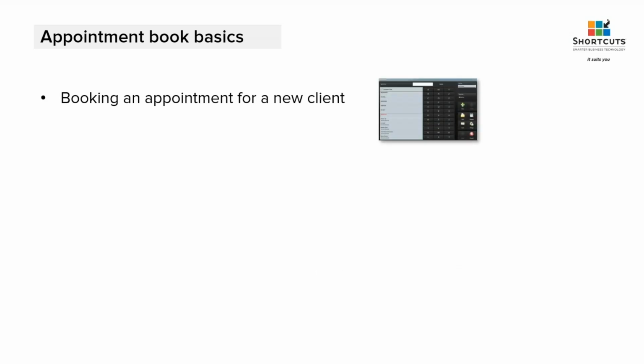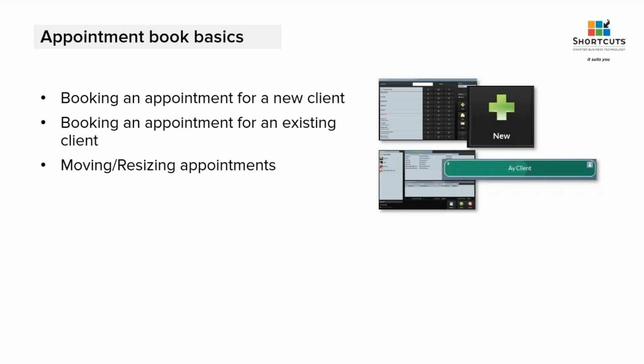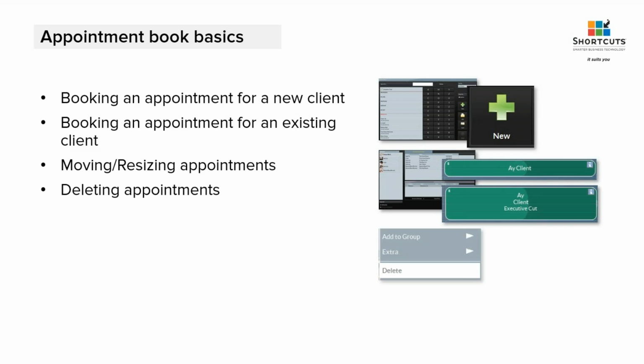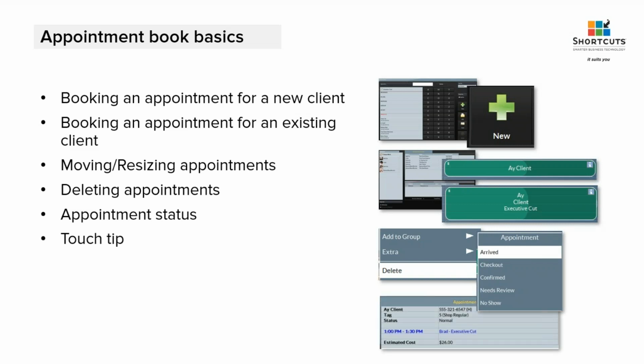So now that you know the general layout, the general look of the appointment book, you should absolutely know the basics. How to make appointments, how to add new clients, search for existing clients, how to move and resize appointments, how to delete appointments, how to change the appointment status, how to work with what's called a touch tip. So again, if you've not used Shortcuts in a while or you're brand new to Shortcuts, this is essential for working with the appointment book.